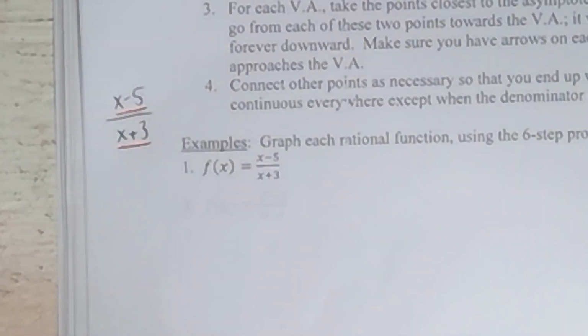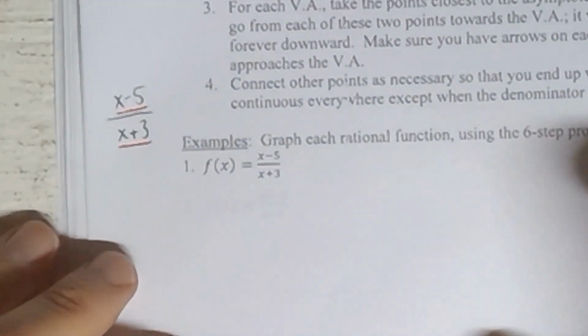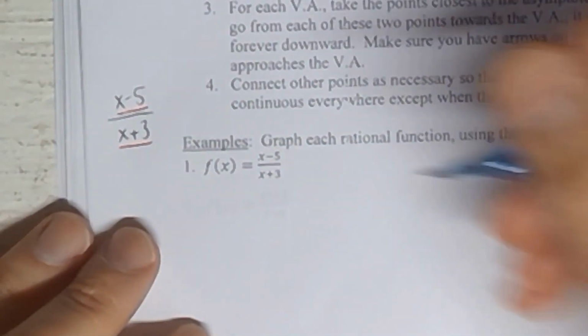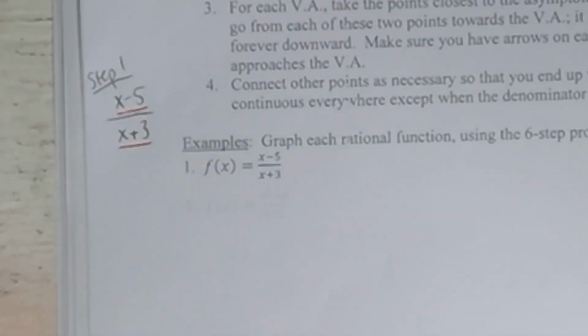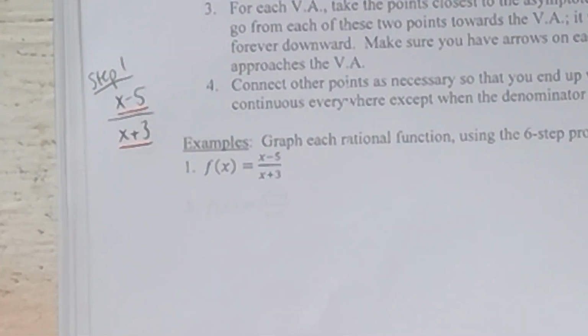So make sure that you remember how to do that. But this step here, step 1, does not need to be done. I checked it, and it doesn't need to be done, okay, because it's already in lowest terms. So then that brings us to the second step, which is what?